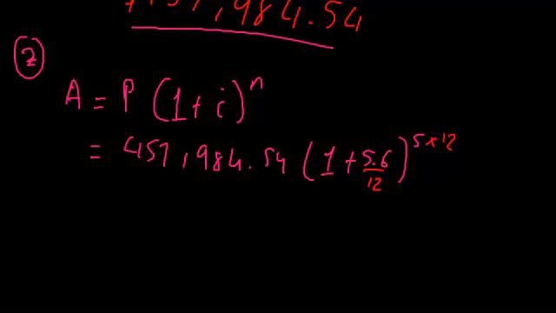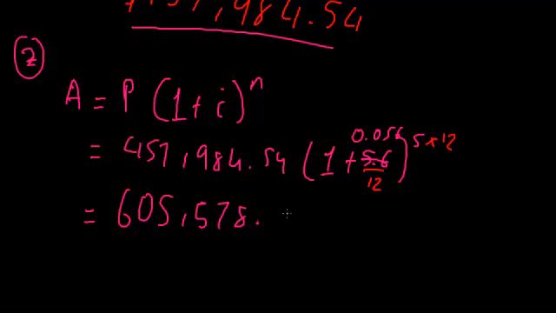And so after the 5 years of this money being compounded, he will have, this is actually 0.056 when you convert it to decimal. And this is ultimately equal to 605,578.46. So this is the money he'll have when he's 65 years old. But we're not done there.